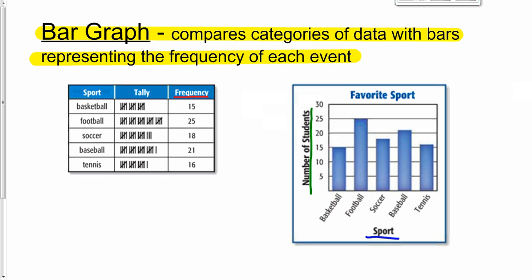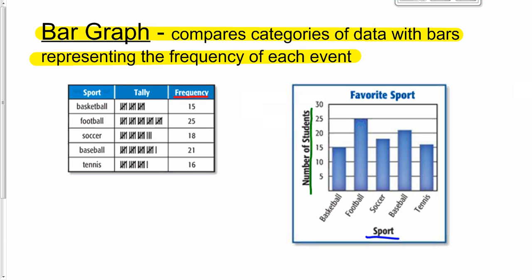And then something to consider is the window. That would be, what number do I start with on my bar graph on the left side? It looks like they started with 0, 5, 10, 15, 20, 25, 30. They went up by 5s.